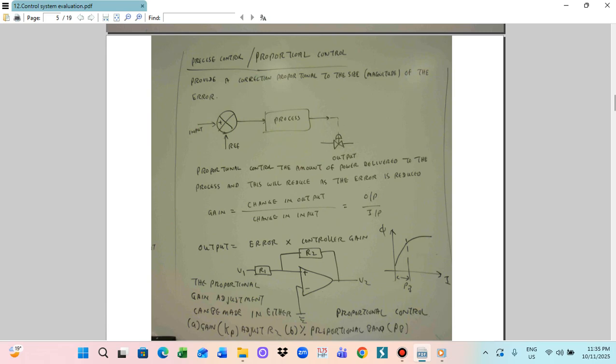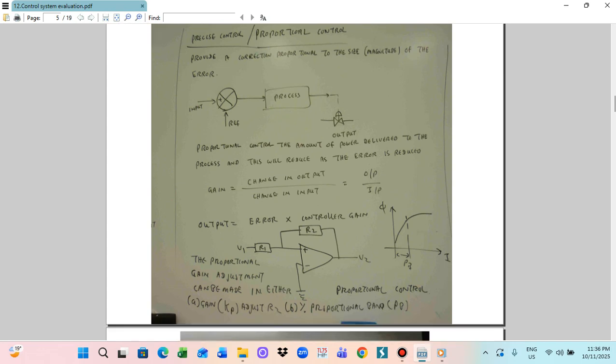In this case, we can write the equation. This is the gain. Gain is the ratio of the change in the output divided by the change in the input. So output is equal to the error multiplied by the controller gain. We can replicate this with an operational amplifier, so we draw the proportional control diagram.